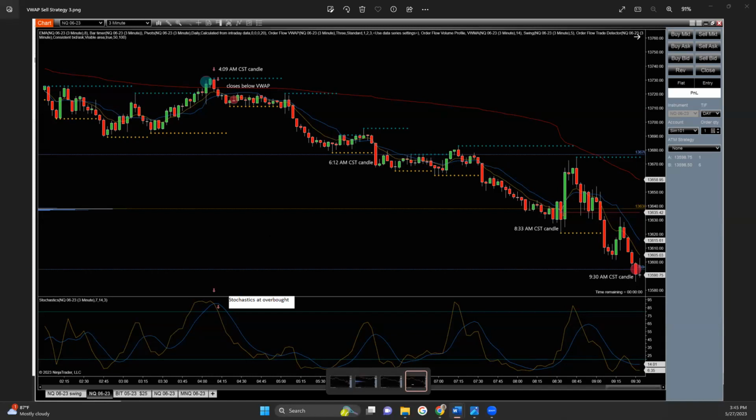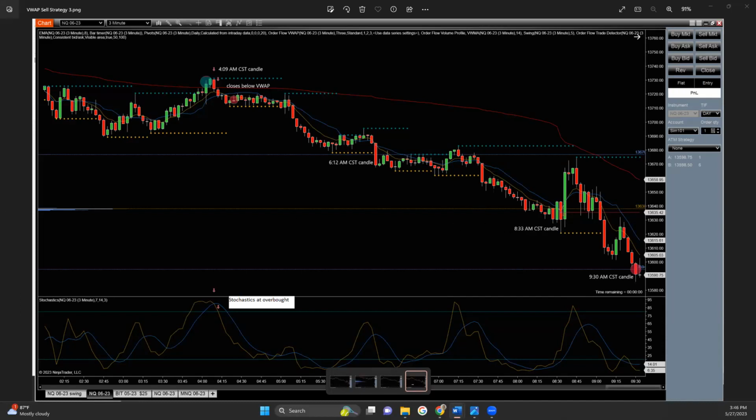I think you get the picture for trading the VWAP to the downside. So throughout this trade, from 4:09 a.m. CST to 9:30 a.m. CST, did the candles retrace up and close above the VWAP at any point, which is this line? No, absolutely not. That, my friend, is called a great sale and a few $1,000s in your pocket.